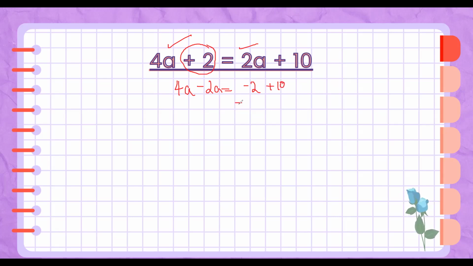What is 4a minus 2a? 2a. What is minus 2 plus 10? 8. So now we have to divide on the right hand side. So a is equal to 8 by 2, which is equal to a is equal to 4. Easy. Let's see another.